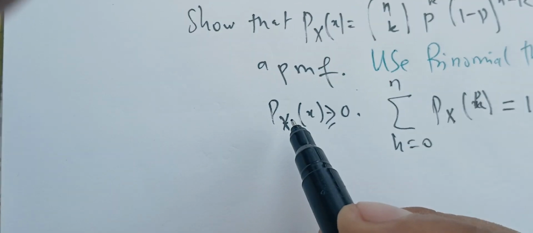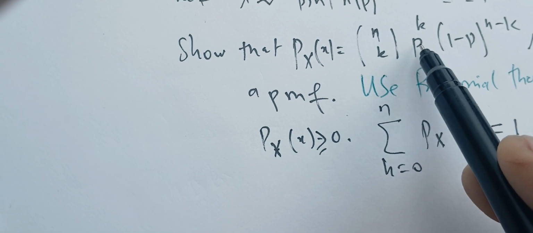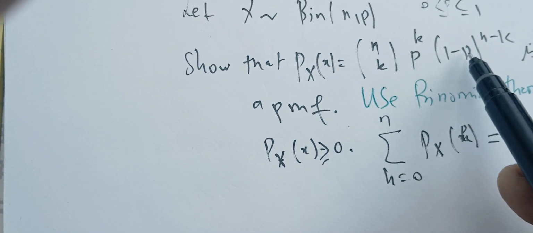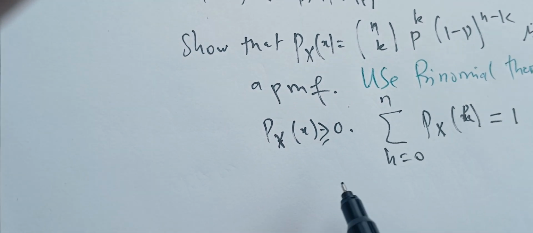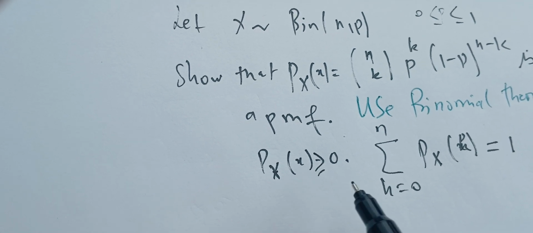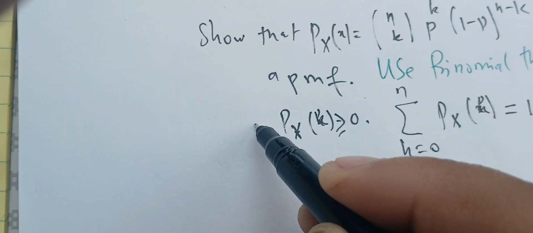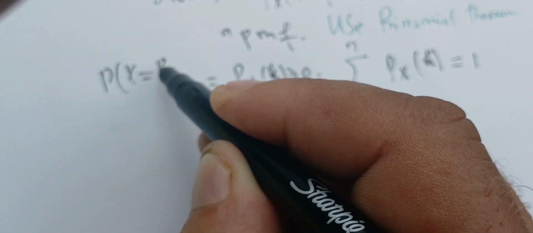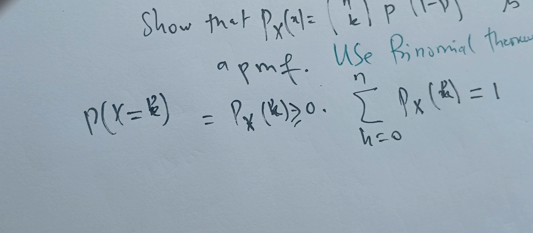The first thing that we have is obvious, because here we have p is bigger than 0, 1 minus p is bigger than 0, and therefore this is just the product of numbers that are bigger than 0, and therefore P_X of x is bigger than 0, or k is bigger than 0. We can also write this one as the probability that X equals k.